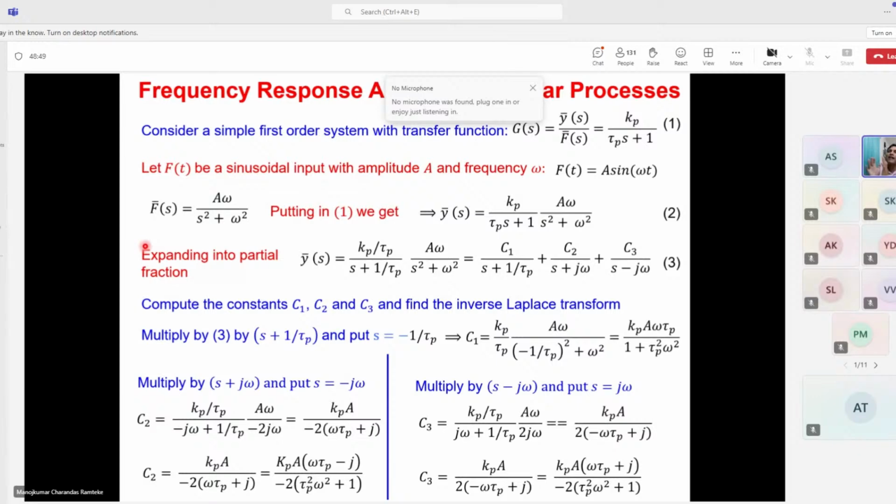So for that we started looking at the Routh stability criterion. In the Routh stability criterion, we said we can find out the stability of the control system without finding the roots.